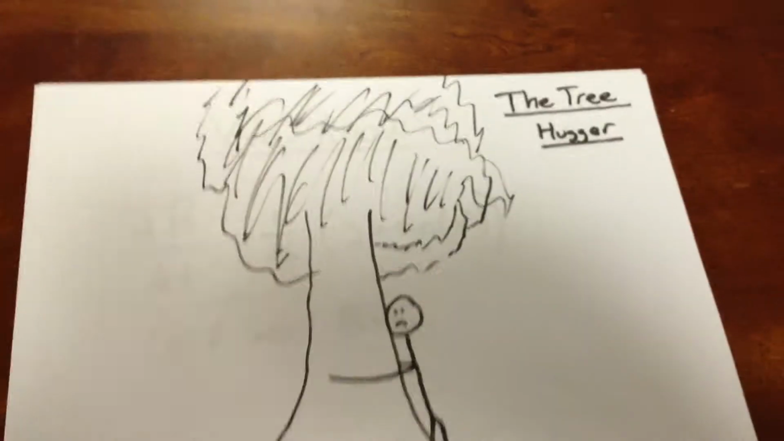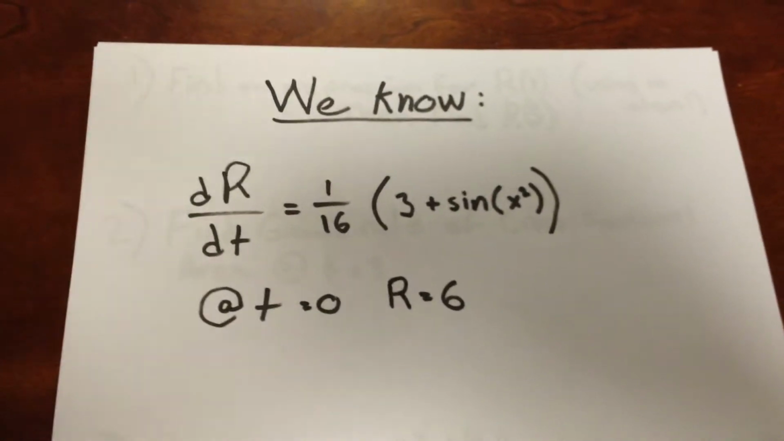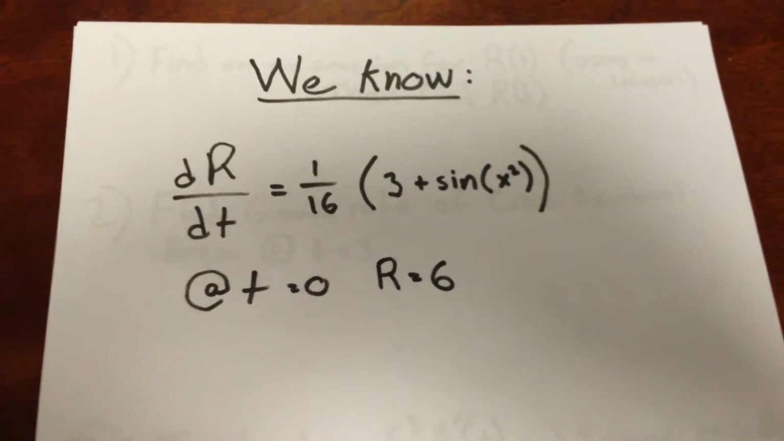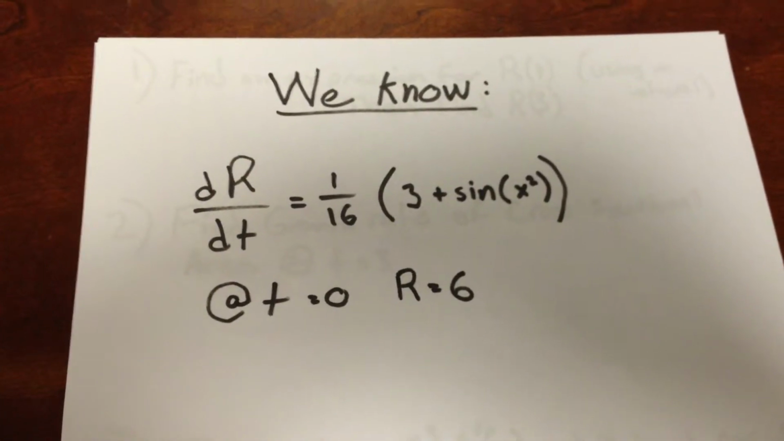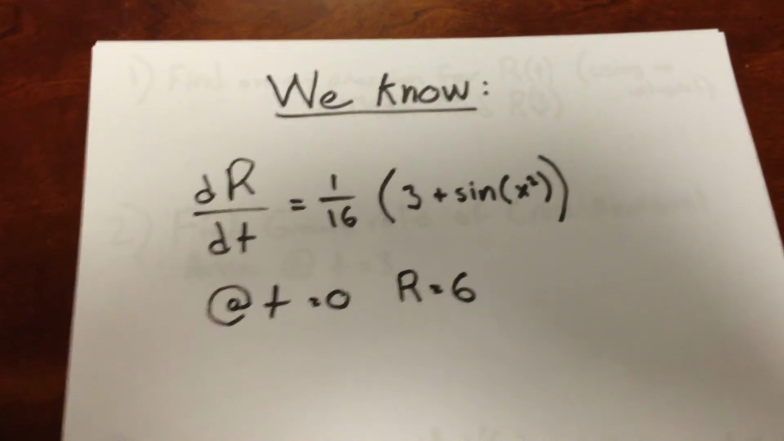Alright, now it's time to help our creepy tree-loving friend. So, what we know is the growth rate of the radius, which is equal to 1/16 (3 + sin x)^2. And we also know the initial radius, which is 6.